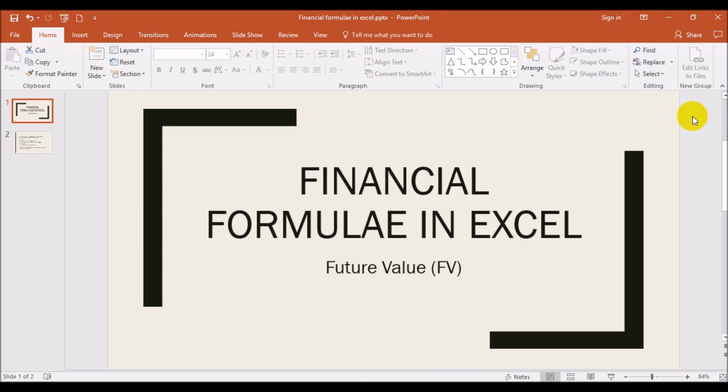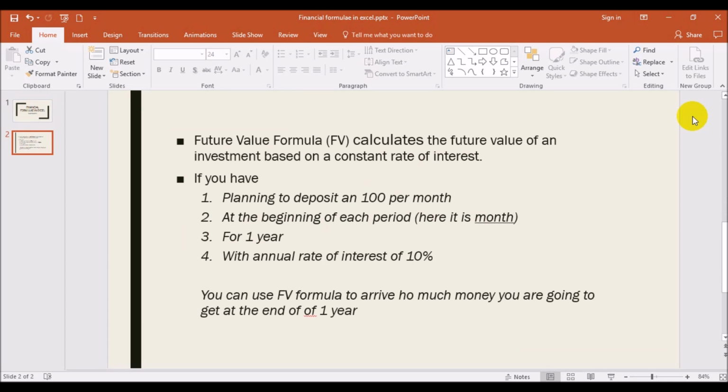So we are releasing a few videos on financial formulas, giving a practical example of how to use them in an effective way. In this video we'll try to understand future value, which is the FV formula. What is the use of this formula? It calculates the future value of an investment based on a constant rate of interest.